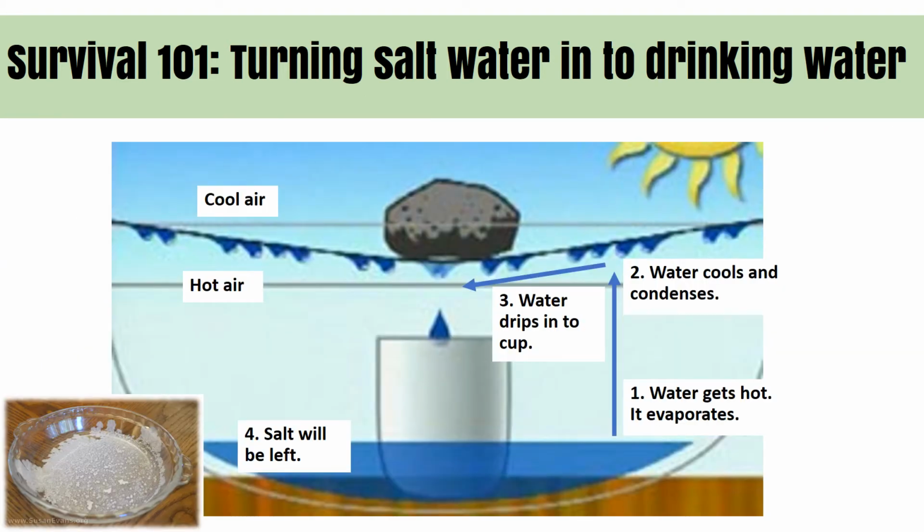So to recap, our seawater, our salt water, is the blue liquid at the bottom of the larger container. Heat it up in the sun with a covering over the top that's got a little rock or something weighing it down so it dips in the middle. The sun heats it up, the air inside this little container we've made gets really hot, and the water evaporates. As it rises, it comes into contact with the cool air above it and condenses, so it turns back into water, drips back down into the middle, and hopefully drips into our empty cup, which is the white one in the middle.